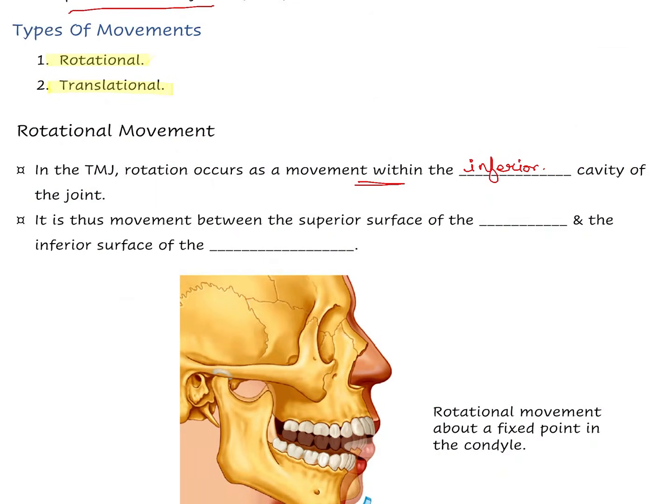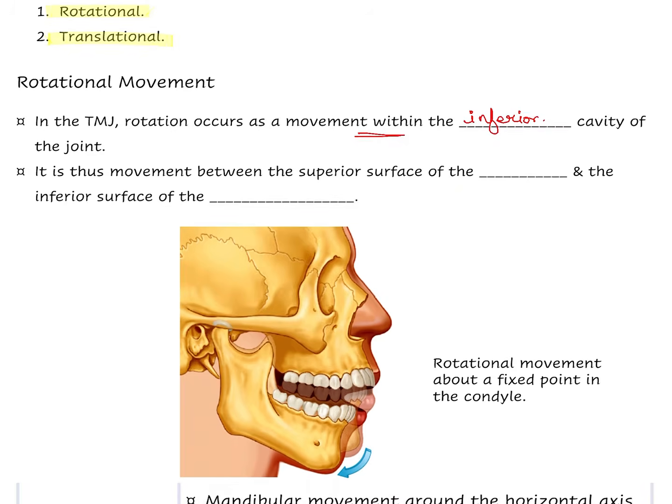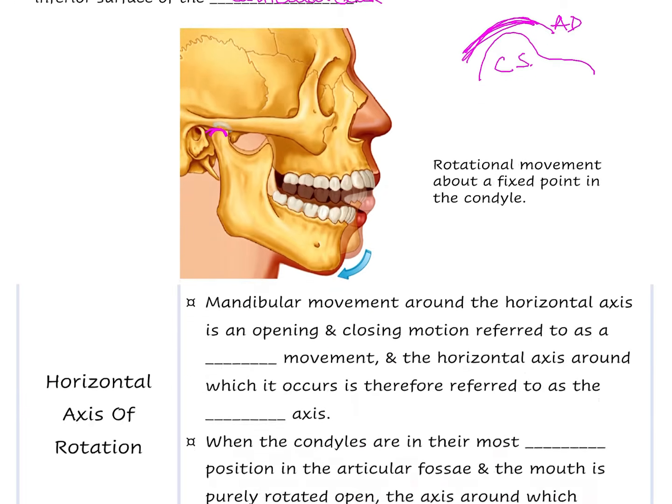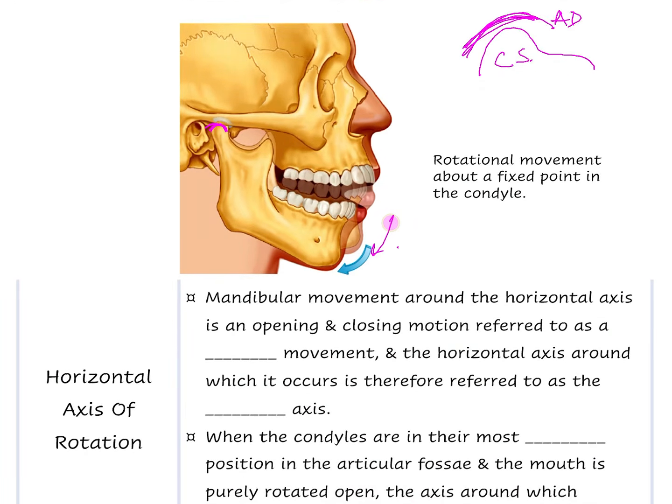Okay, next. It is thus the movement between the superior surface of the condyle and the inferior surface of the articular disc. This is the condyle and this is the articular disc. So the inferior surface of the disc and superior surface of the condyle. This is where rotation occurs. Now this is an example of rotational movement. It starts at a fixed point, so you need a fulcrum or an axis, which is called the terminal hinge axis.